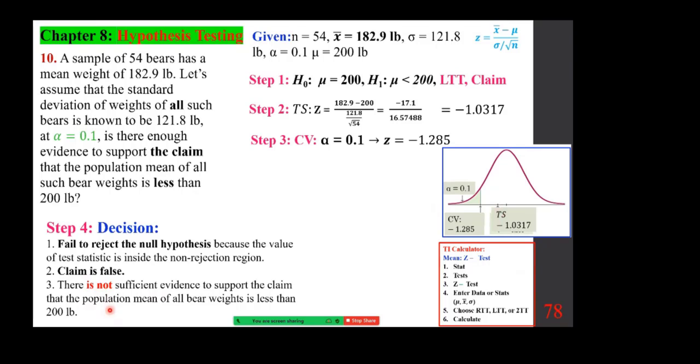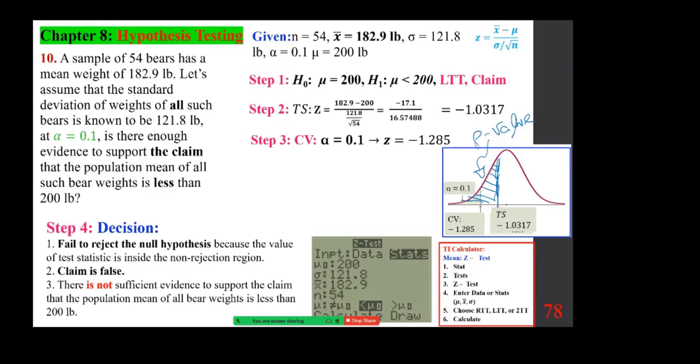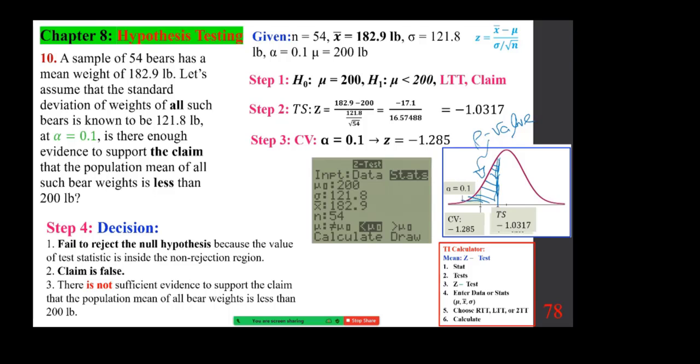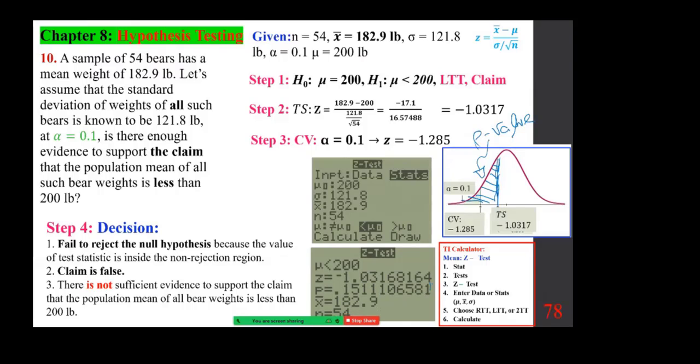If we were to do this by technology, and before we do that, by the way, the p-value would be this area. Here's your test statistic. So look at the green area. The green area is alpha. The blue area is the p-value. And as always, you can do it with table or technology. It doesn't matter. So you use the technology. This is what you get. And take a look at the information that you put in, and the result here.